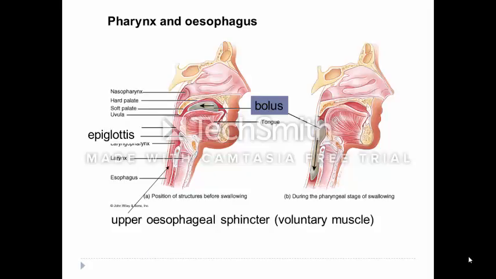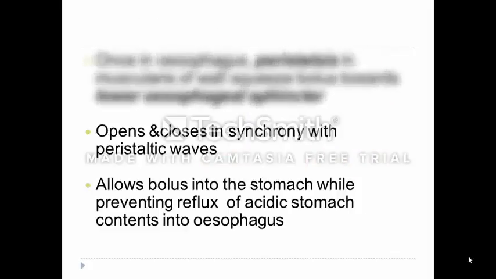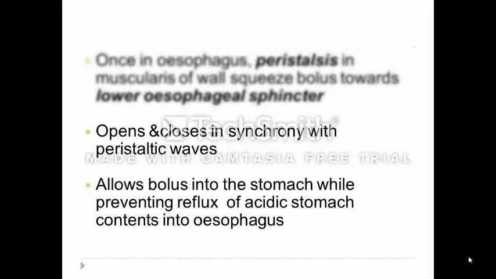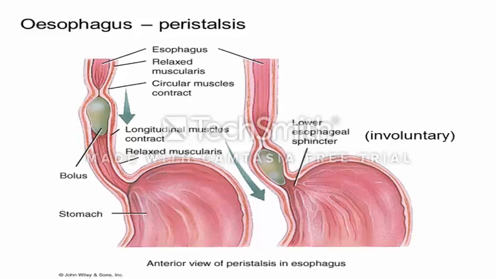Once in the esophagus, downward waves of contraction of the circular muscle, known as peristaltic movements, in the muscularis of the wall, squeeze the bolus towards the lower esophageal sphincter, and this opens and closes in synchrony with peristaltic waves, allowing the bolus into the stomach while preventing reflux or backing up of the acidic stomach contents into the esophagus. This diagram from your textbooks describes this process.